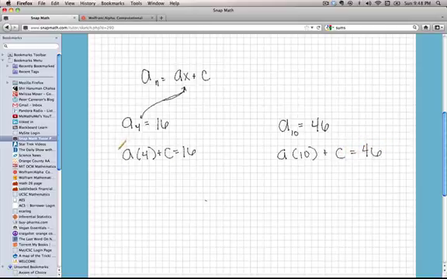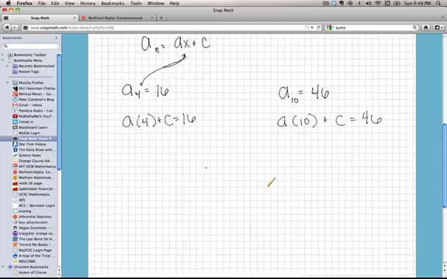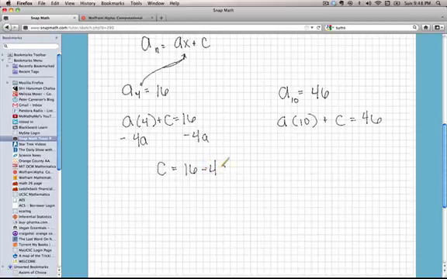As you can see, they gave us two unknowns here, A and C, but we have two equations, so we'll be able to find both of those unknowns using substitution. You can take either one of these equations. I'm going to start with the first one, and I'm going to solve for C by subtracting 4A from both sides. A times 4 is the same thing as 4A. So I get that C is equal to 16 minus 4A.